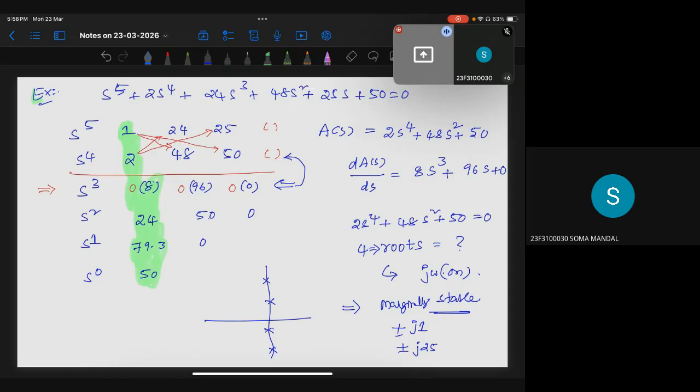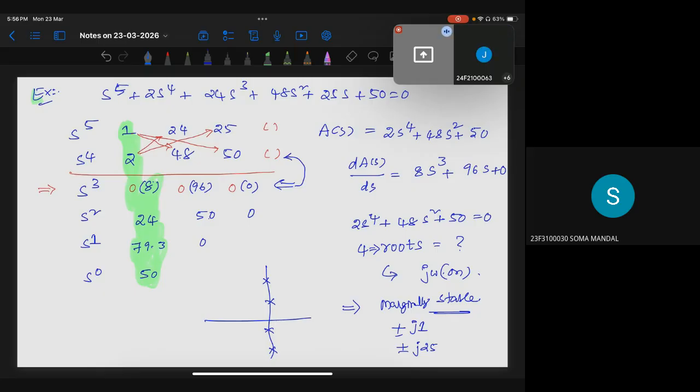So this RH criteria is mostly highly useful in deciding the stability of systems without finding the roots. Here we haven't found the roots anywhere. Simply we are forming this RH table, and just by looking at the first column, we are deciding whether the system is stable or not.